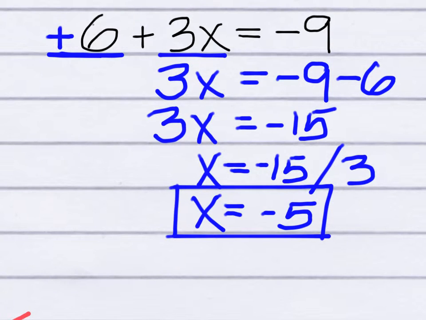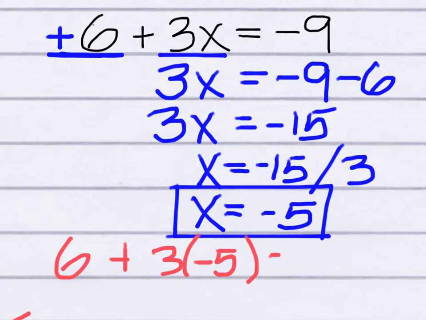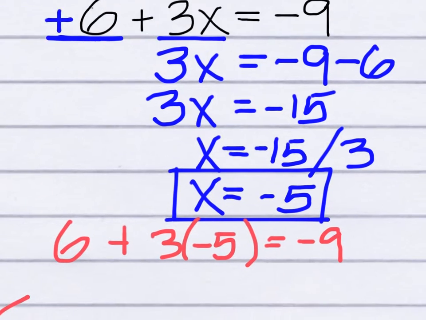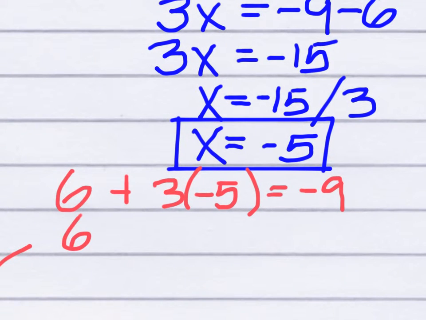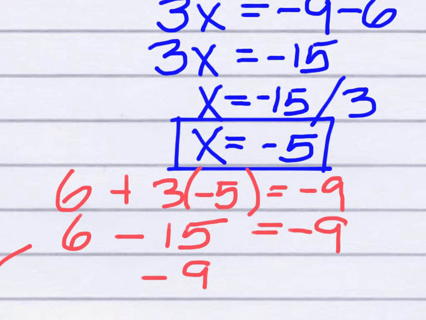You can always plug it back in. 6 plus 3 times a negative 5 equals negative 9. 6 minus 15. 3 times a negative 5 is negative 15. That plus a negative is a minus. 6 minus 15 is negative 9. So it works out.